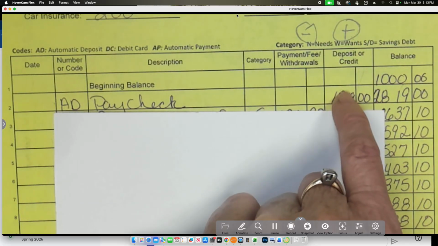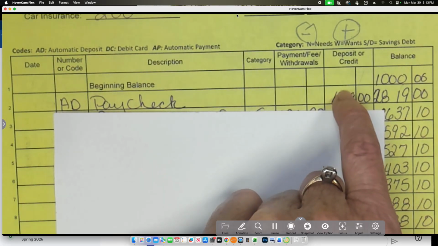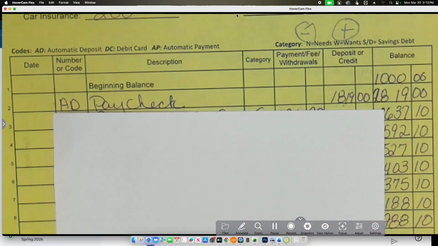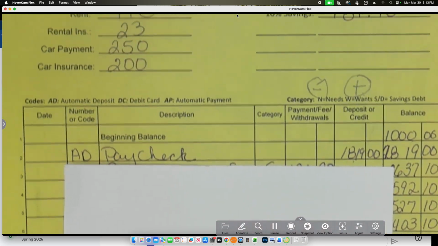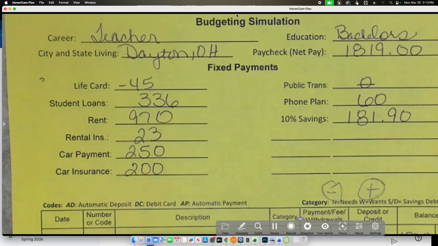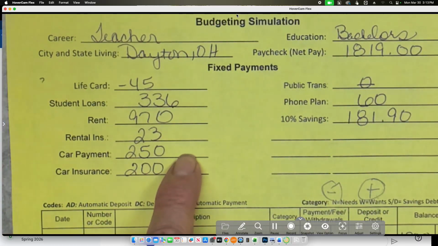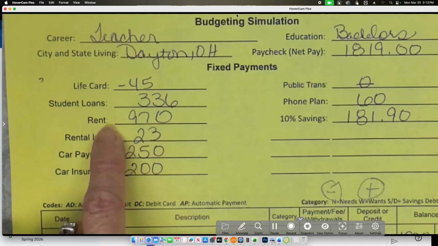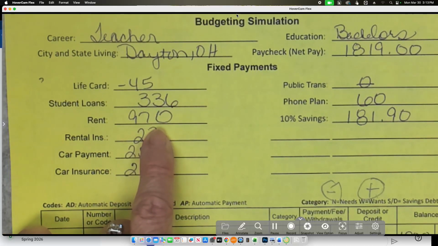This is the positive or the addition column. So we are going to add this number, and we get 2819 for mine. Now I also would suggest filling out the top of this if you have not already done so. Life cards, student loans. If you don't have any, just put 0. What is your rent? This is your portion of the rent.